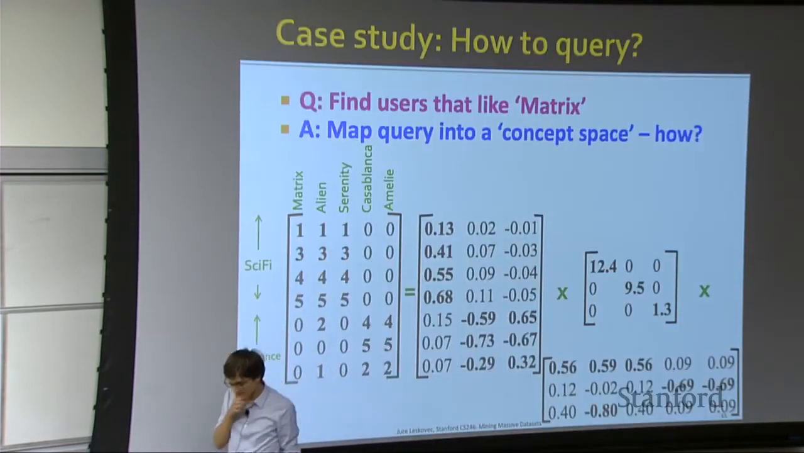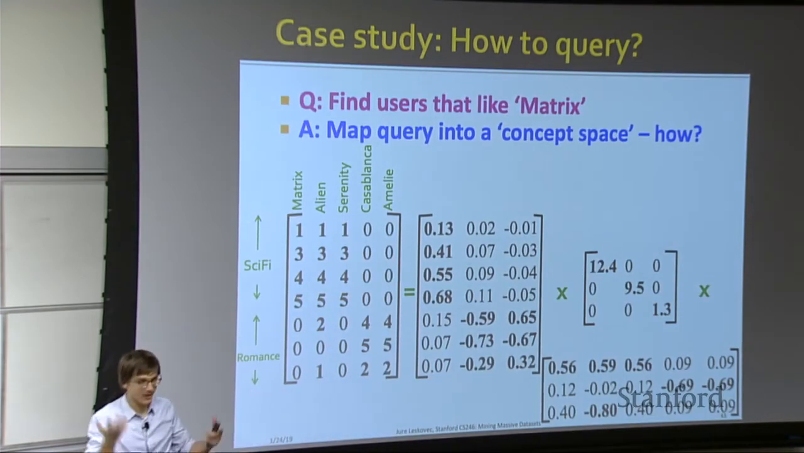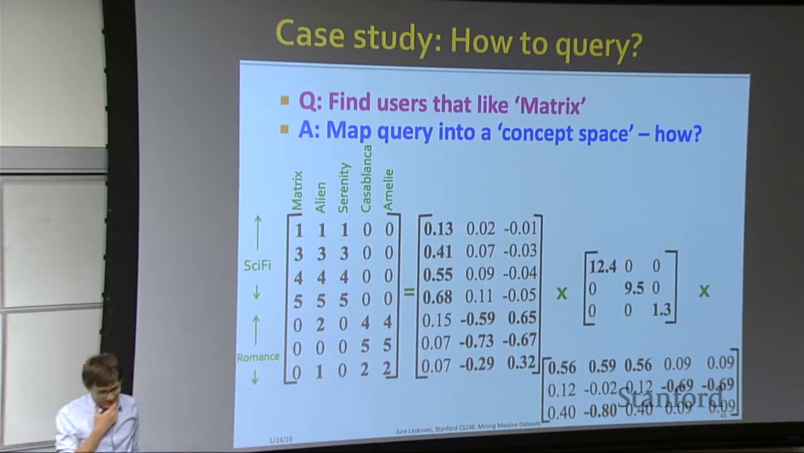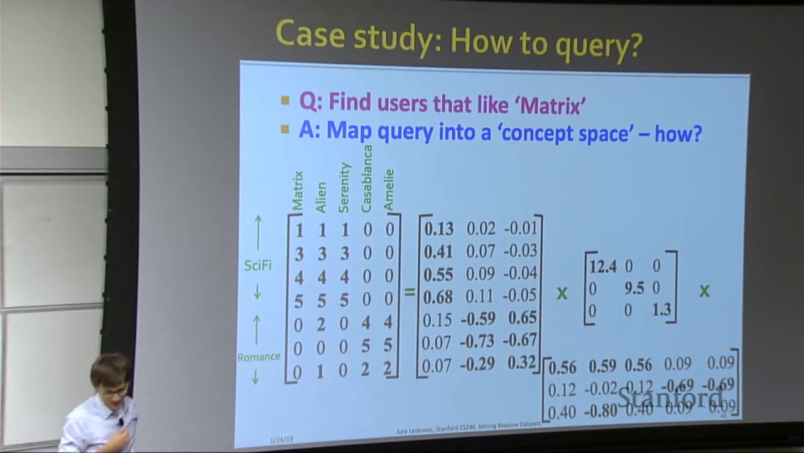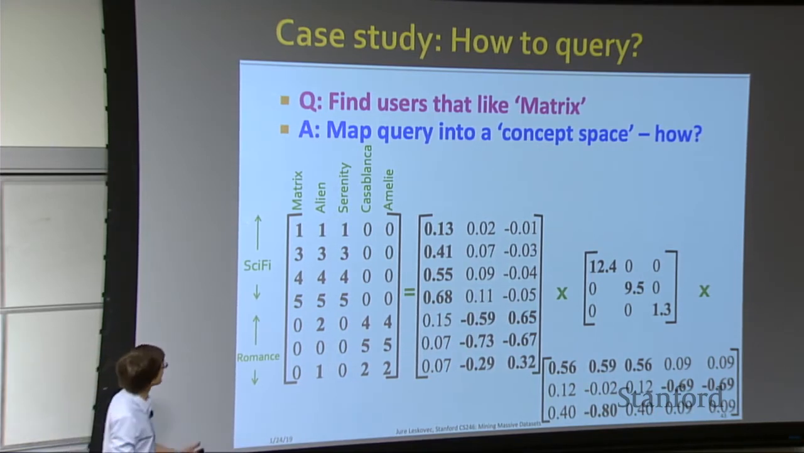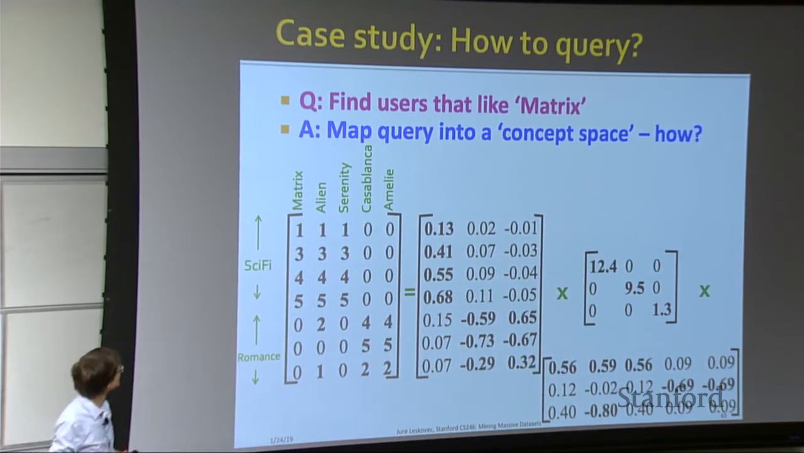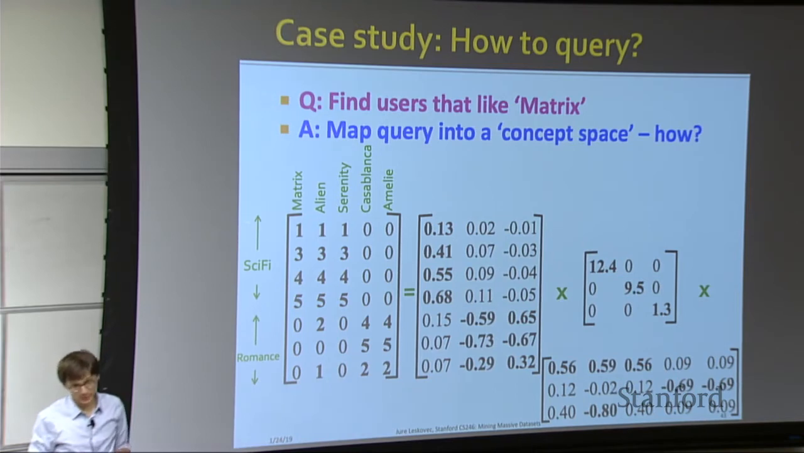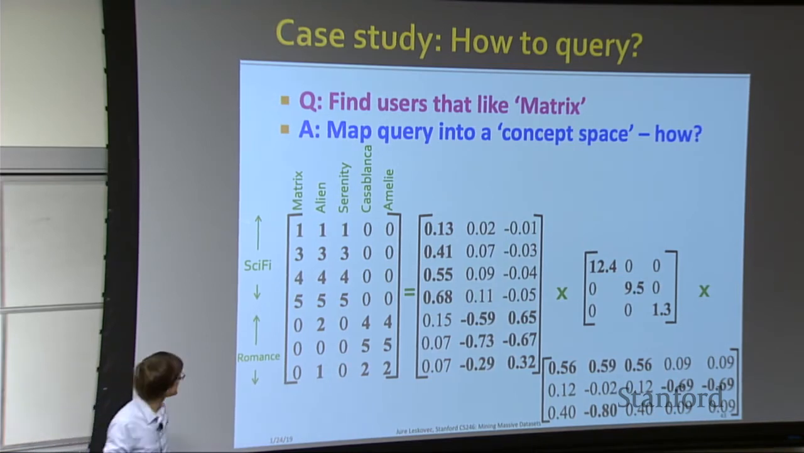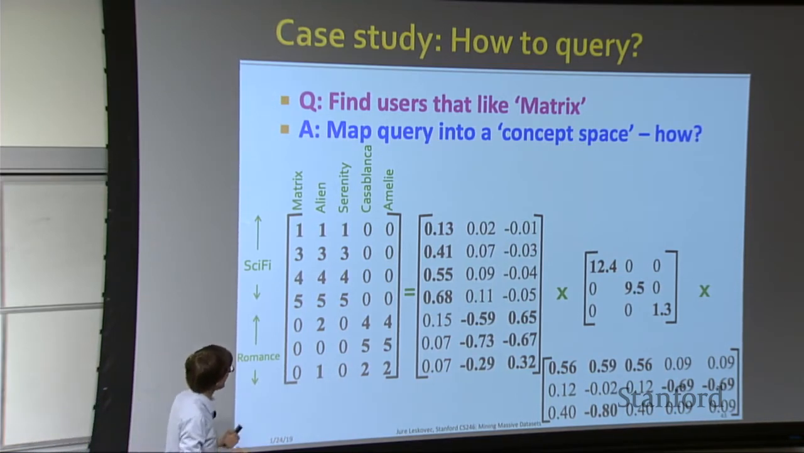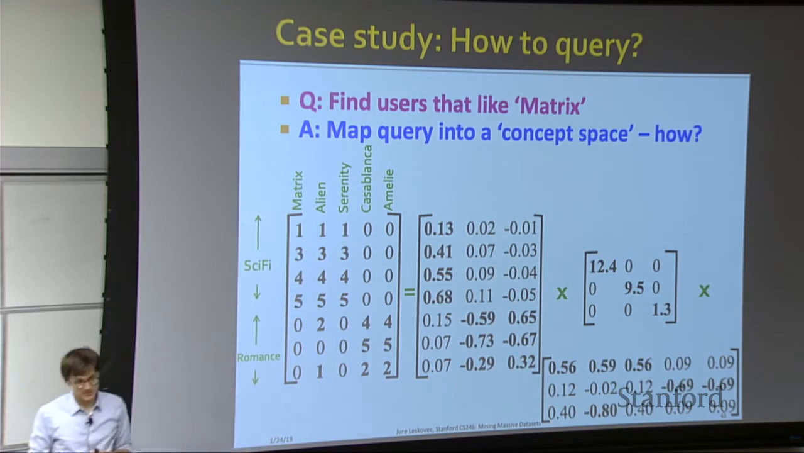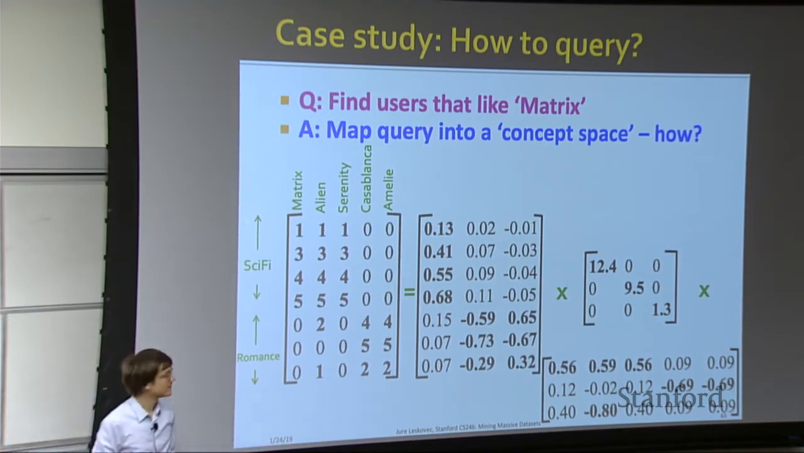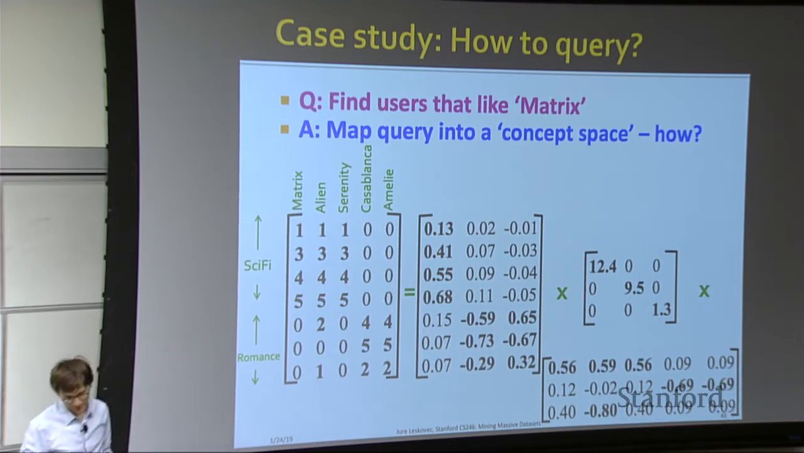So going back to my users and movies example, the question is, I would like to find users that like the movie Matrix, right? And how would I do that? I would take the query and map it into the concept space, right? And then do the comparison there, right? So how do I find users that like or would like the movie Matrix, right?